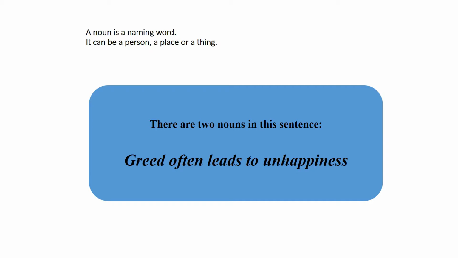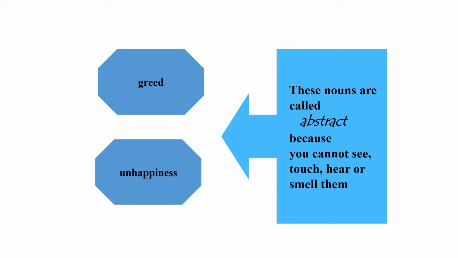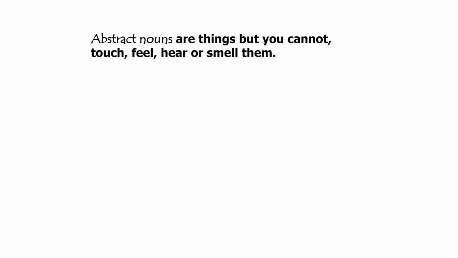There are two nouns in this sentence. Greed often leads to unhappiness. Let's unpick the nouns. So the first is greed and the second is unhappiness. These nouns are called abstract because you cannot see them, you cannot touch them, you cannot hear them, or smell them. Abstract nouns are things, but you cannot touch, feel, hear, or smell them.